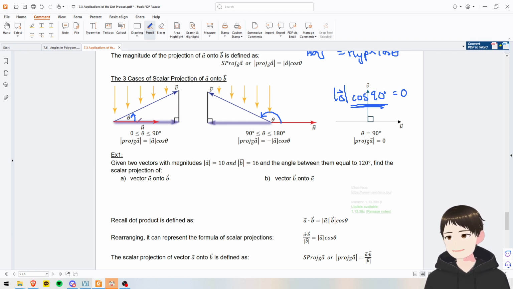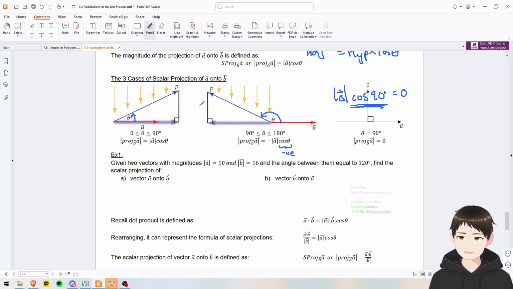If the angle is under 90 degrees, the magnitude of A times cosine theta is going to give you some positive value. If the angle is larger than 90 degrees, cosine theta will give you a negative value. So the formula has a negative stuck to it, so a negative times a negative becomes a positive.